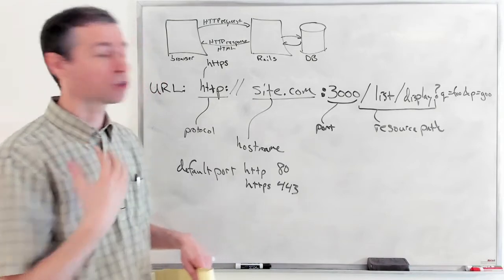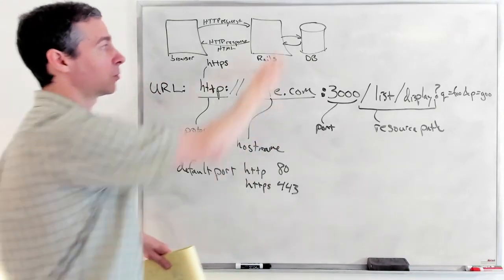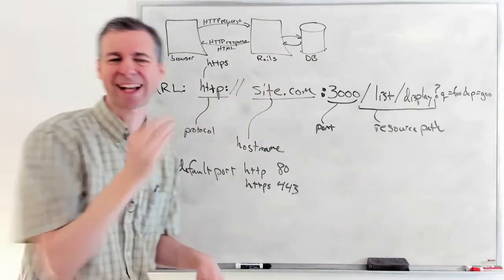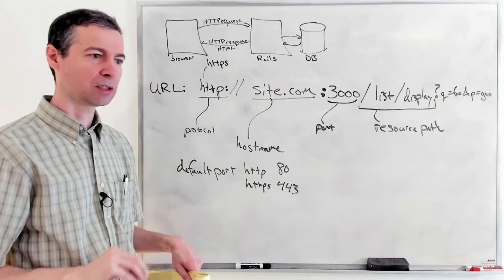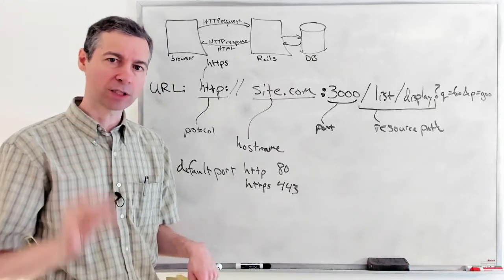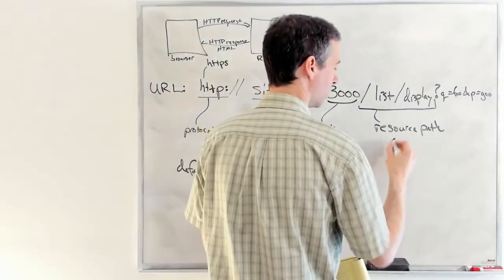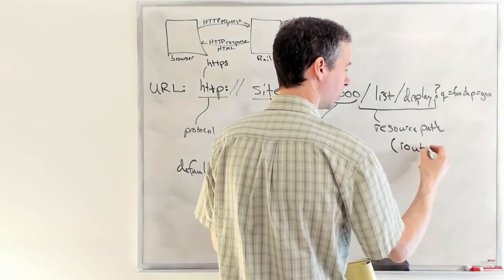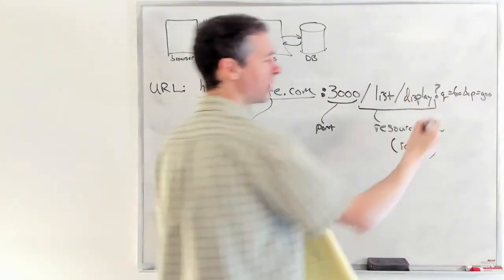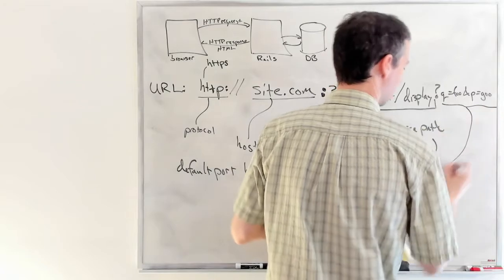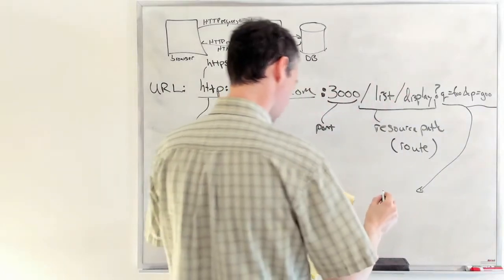And we have to interpret what that means when we are in Rails to determine what actual piece of code we want to run. That's called routing. So we'll eventually deal with the notion of a route. Now, this final little bit here is known as the query string.